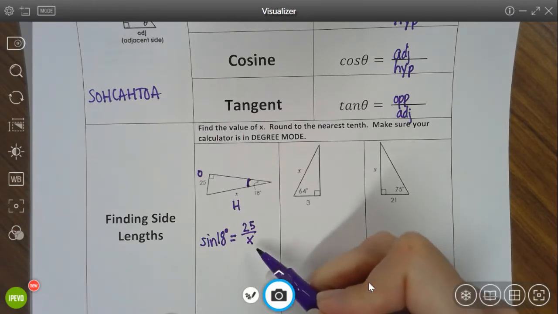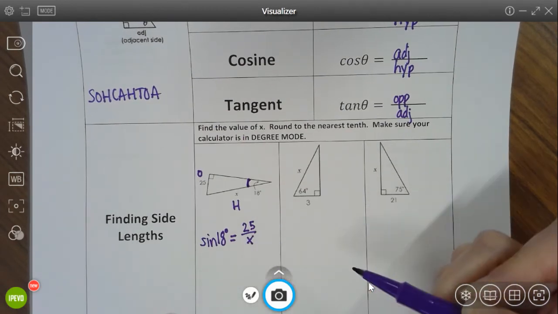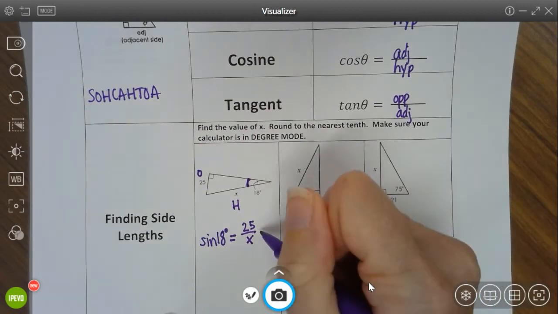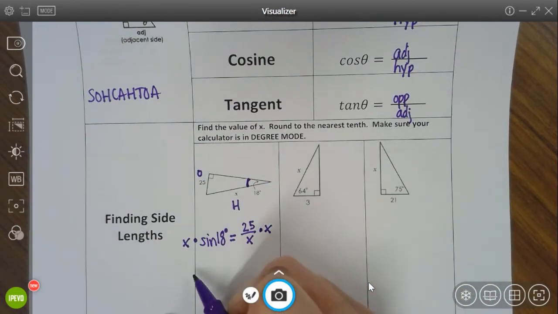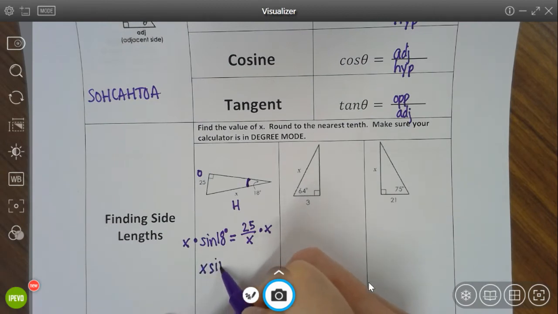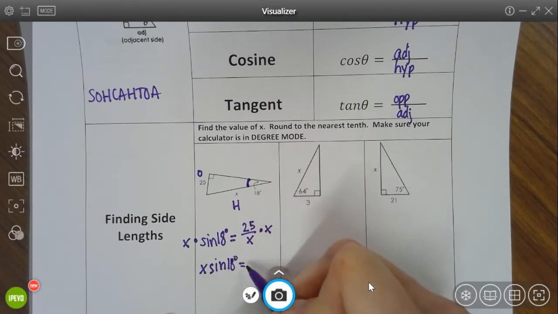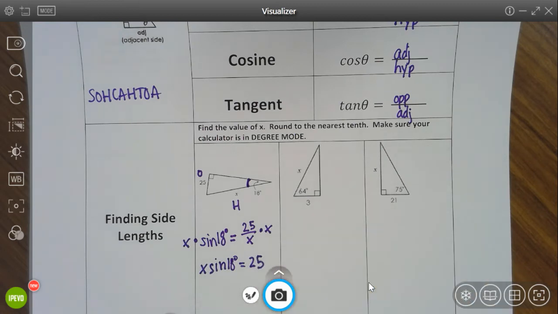Our goal now is to solve for x. So since I want to solve for x, I want to get the x by itself, so I want to get rid of it from the bottom of that fraction. So I'm going to multiply both sides by x to clear the fraction there. And that's going to leave me x times sine of 18 degrees is equal to 25. And then to get x further by itself, I'm going to divide both sides by sine of 18 degrees.